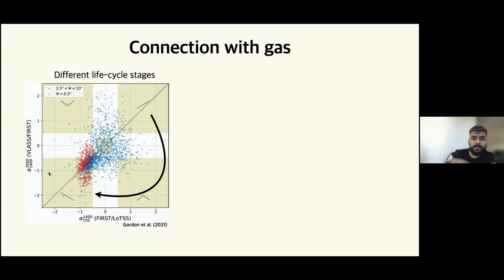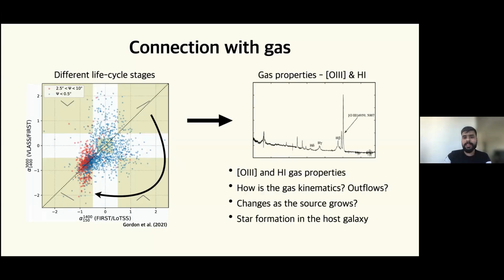So now the idea is to split our sample into different stages, so we can talk about it in a statistical sense, and then we look at their gas properties. So for gas properties, we want to look at the O3, which is the second ionized state of oxygen around the central engine in these galaxies, and the H1, that is the neutral hydrogen in these galaxies. So the idea is that once we can separate them into different life cycle stages, we can trace their gas properties, because we have information about their gas properties.